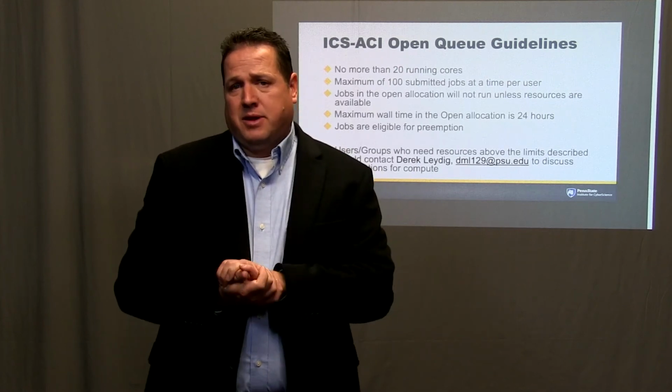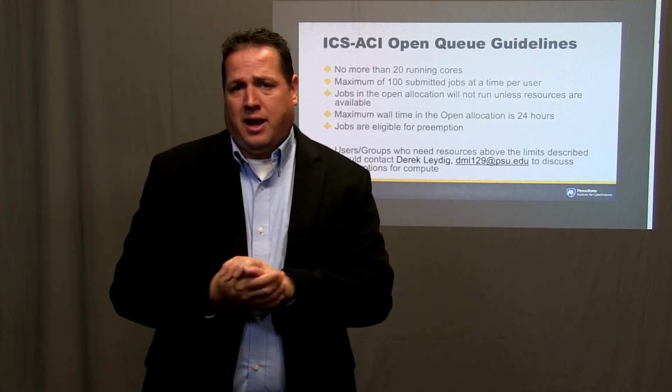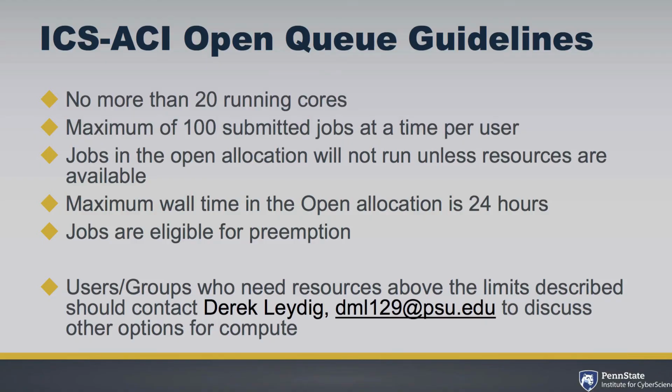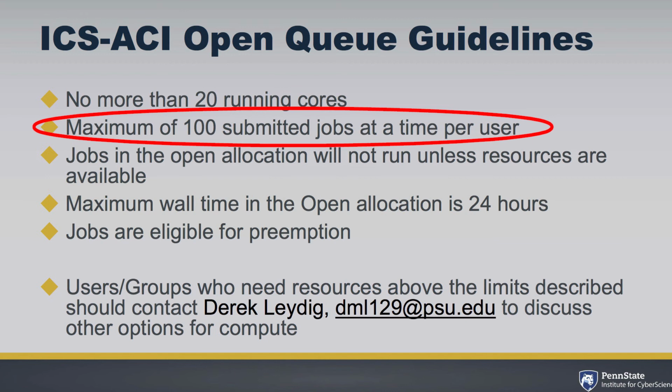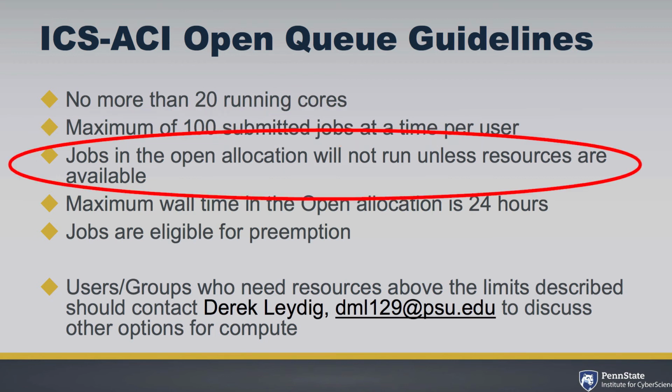Open Queue guidelines. I talked about submitting that job with the capital A to the open allocation. There are a number of Open Queue guidelines that you have to follow when submitting jobs to the Open Queue. No more than 20 cores per job. Okay, so you can't request a job for 100 cores. It has to be 20 cores or less. You have a maximum of 100 jobs submitted at a time. Your user ID cannot have more than 100 job submissions at a time, okay? Jobs in the open allocation won't run unless resources are available. So jobs get queued up until resources become available, then they get slotted in to run at that point.